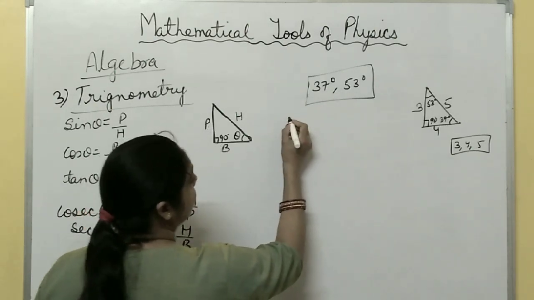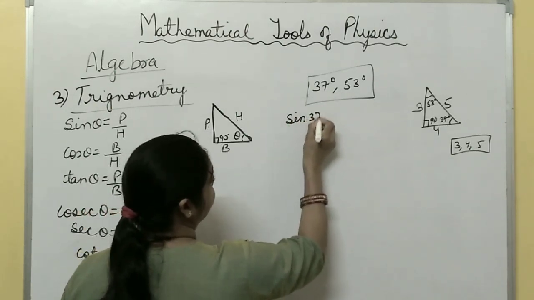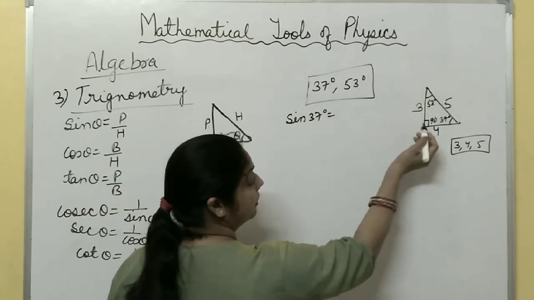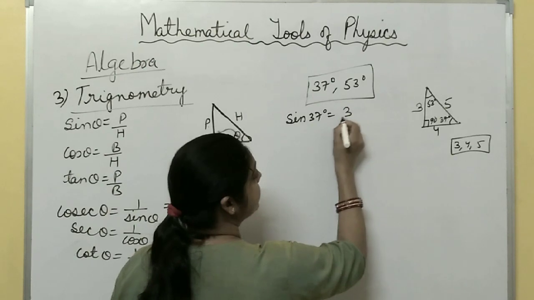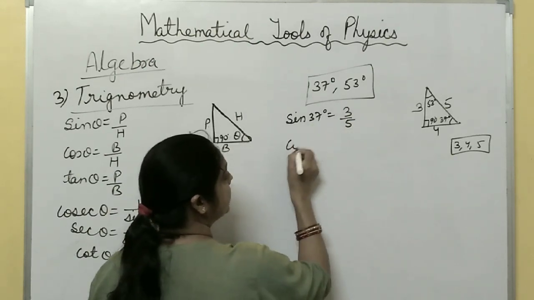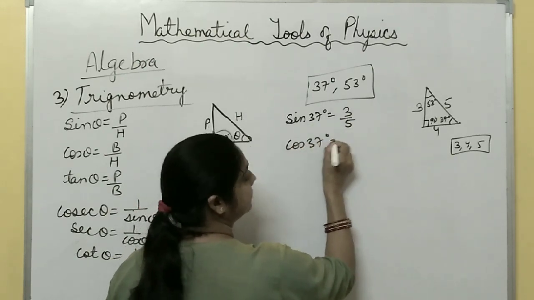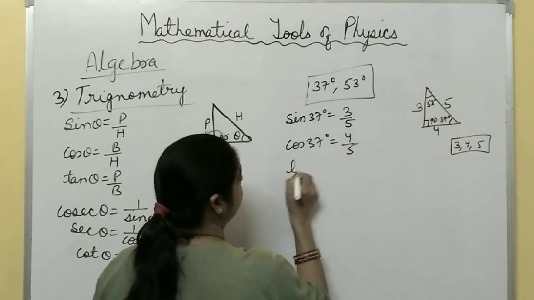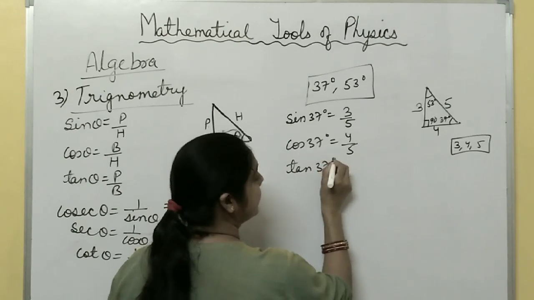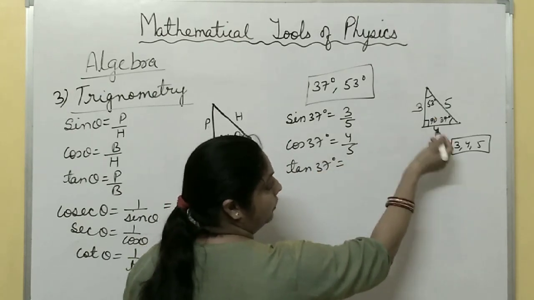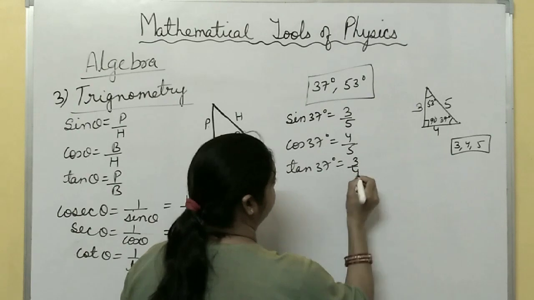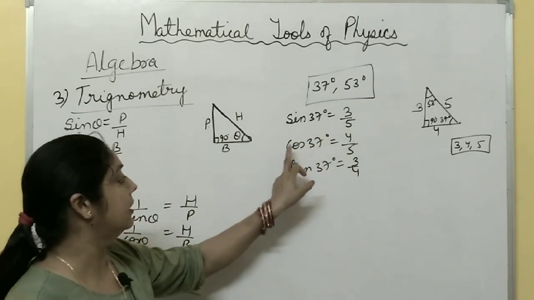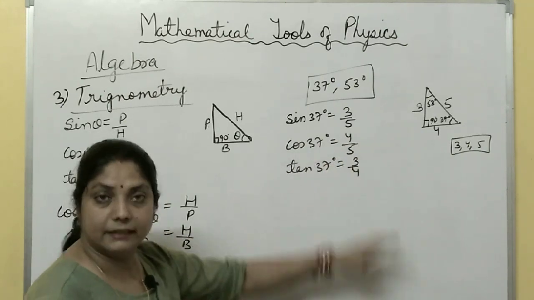So how do you find sine 37 degree? You know sine is what? Perpendicular by hypotenuse. It means 3 by 5. Cos 37 degree is base by hypotenuse. It means 4 by 5. Tan 37 degree, perpendicular by base, 3 by 4. So in this way, you remember these values: sine 37 degree, cos 37 degree, tan 37 degree.